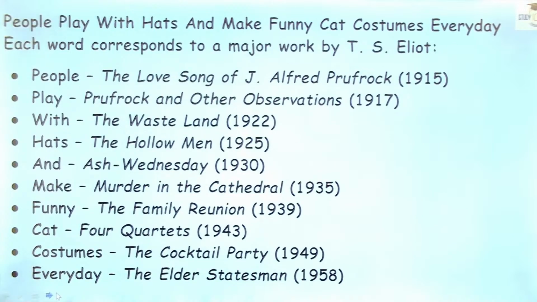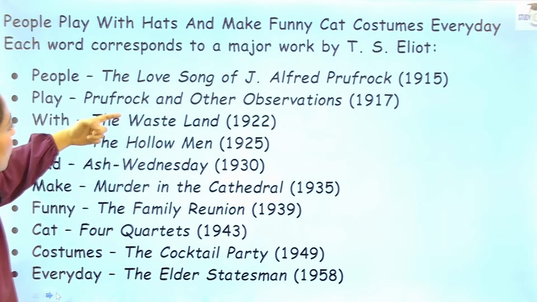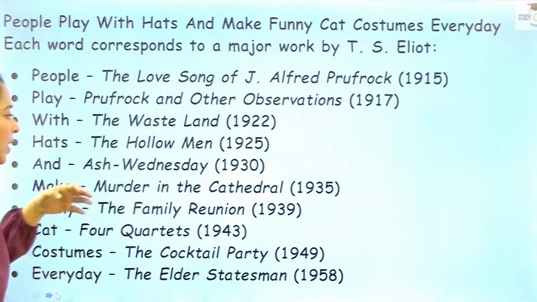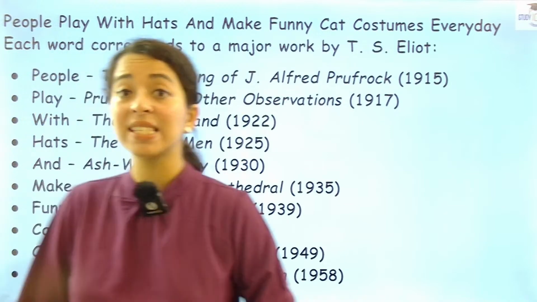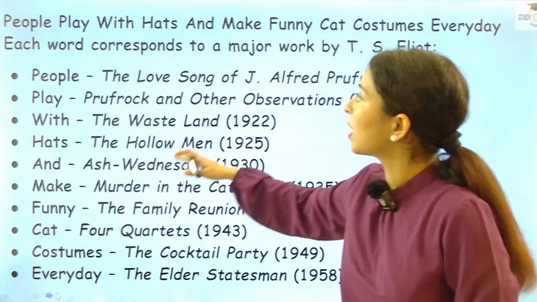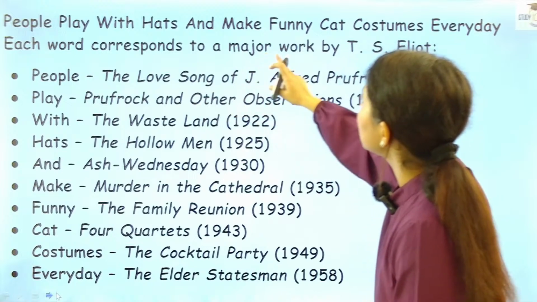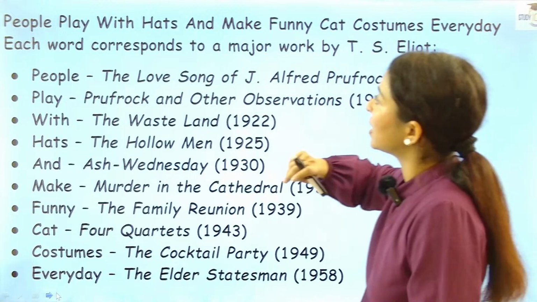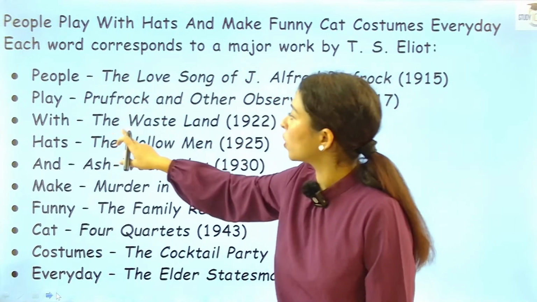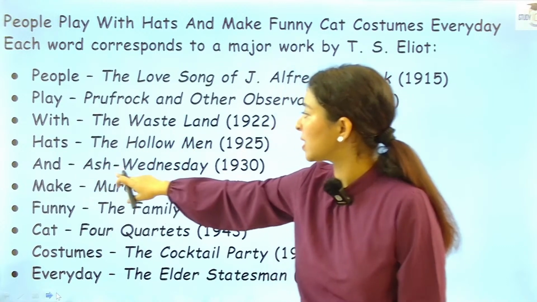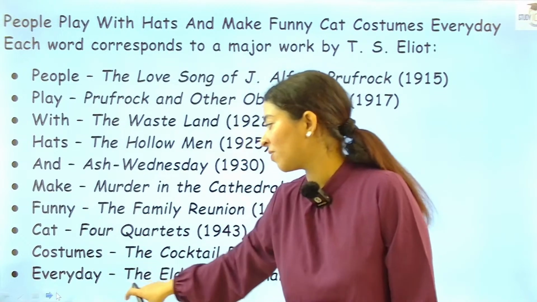Now you can learn ye sare again. Our sentences here. The Love Song of J. Alfred Prufrock. Prufrock and Other Observations. The Wasteland, Hollow Men, Ash Wednesday, Murder in the Cathedral, The Family Reunion, Four Quartets, The Cocktail Party, The Confidential Clerk and The Elder Statesman. And the sentence to learn this: people play with hats and make funny cat costumes every day. Okay, people से Prufrock आ जाएगा, Prufrock, the wasteland, Hollow Men, hats का Ash Wednesday, and make is murder, funny is the family reunion, cat is for quartets, costumes the confidential clerk, and every day is the elder statesman.